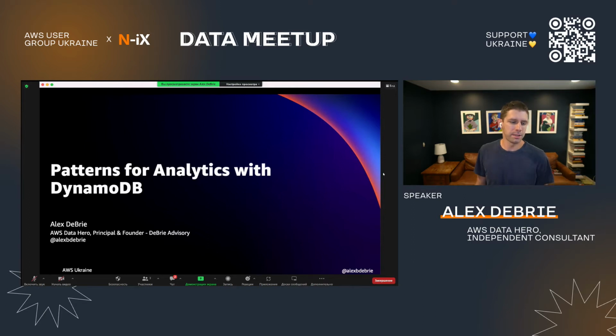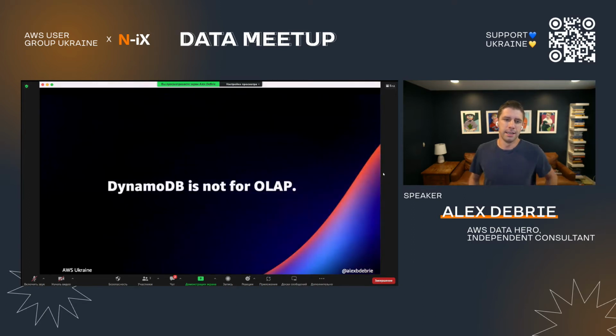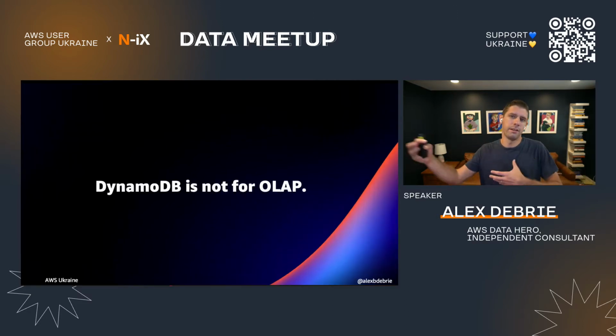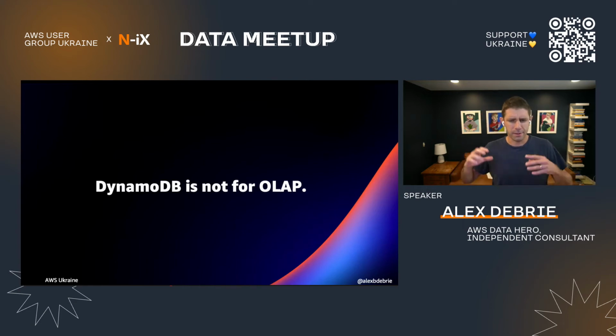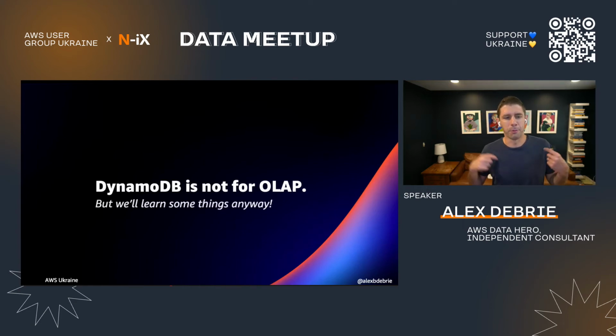And the first thing I want to say just straight off the bat is Dynamo is not for OLAP. It's really focused at OLTP workloads. So production workloads where you're doing lots and lots of concurrent small operations rather than big analytical operations and things like that. But with that caveat aside, we're going to learn some cool things anyway that I hope will be useful if you're using Dynamo, if you're using some OLAP systems, especially if you're helping get data from Dynamo into some OLAP type systems for querying.